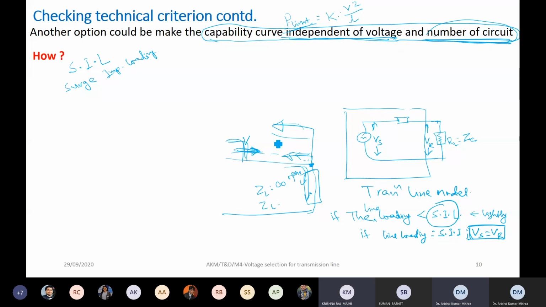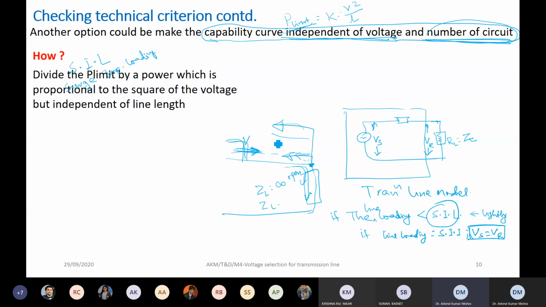just as a dividing factor. So if you divide this P limit by a power which is proportional to the square of the voltage but independent of, yes, one very important factor about the surge impedance is that it is independent of the line length. This ZC is equal to the square root of Z by Y, and for a lossless line this square root of Z by Y converts to the square root of L by C.